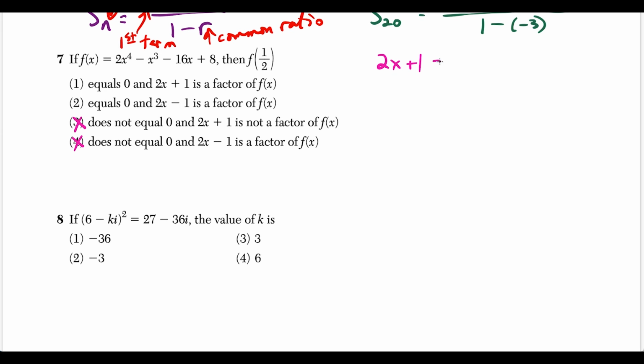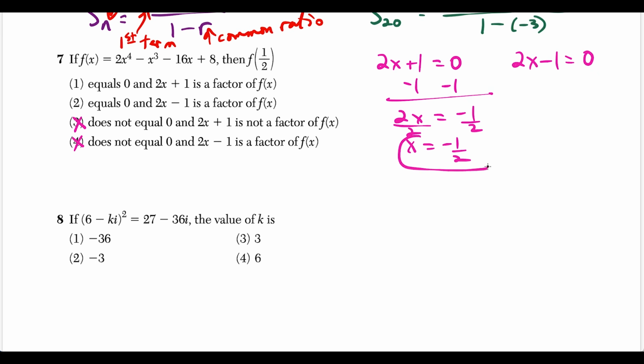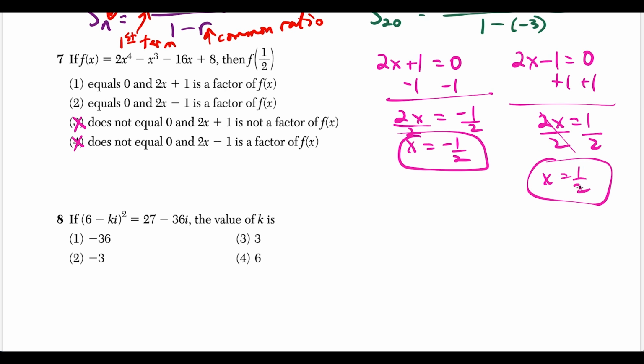So if we set 2x plus 1 equal to 0 and we set the other factor equal to 0, this will tell us the root that comes from each of these factors. If we subtract 1 on both sides, we have 2x equals -1, and dividing both sides by 2, we have x equals -1/2 as the root from this factor. But then when we solve this one, plus 1 on both sides, we have 2x equals 1. And now check it out, we get x equals 1/2 as the root. So which of these matches what we started with? Well, we had f of 1/2 equal to 0.